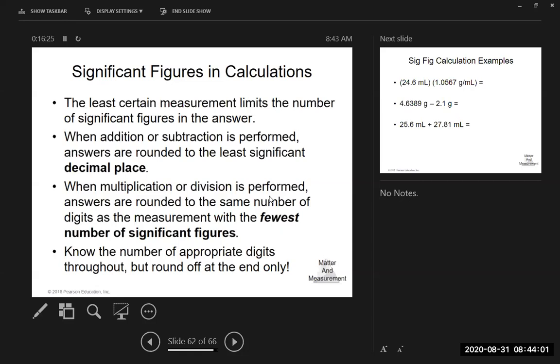So I guarantee you will have to make some kind of decision like this on the quiz, where you'll do some calculation, and then you'll have to determine what the appropriate number of significant figures is, in addition to what obviously the correct answer is.